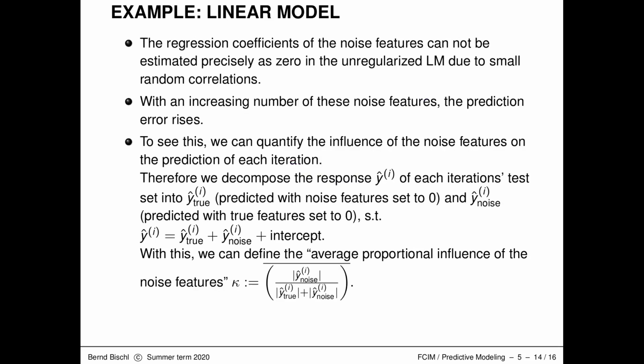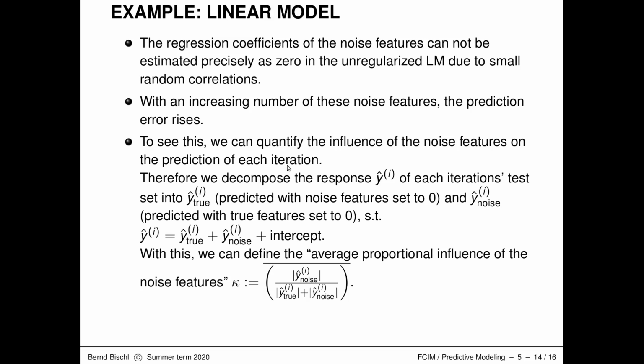And the reason why that happens is because the coefficients of these noisy features will not be estimated precisely as 0 in our unregularized linear model because of small random correlations. And when we add an increasing number of these noise features, prediction error rises. And we can actually look at this a little bit more in detail when we quantify the influence of our noise features now on the prediction of each observation. I guess it should have said that here on the slides. Sorry, I guess that's a typo.